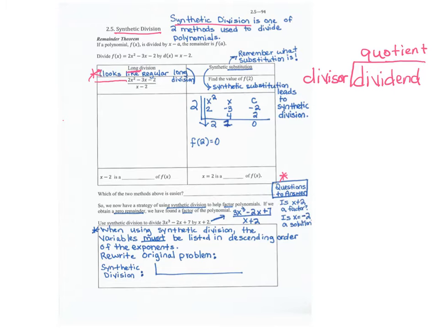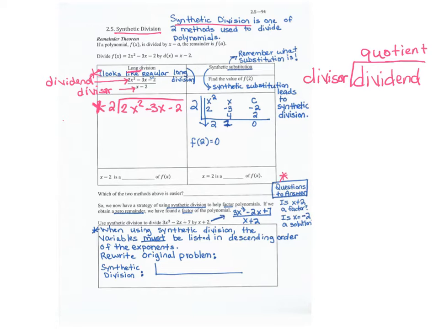So my top one, that would be my dividend. And then my bottom one is my divisor. So I am dividing 2x squared minus 3x minus 2 by x minus 2. Because I'm checking to see, is x minus 2 a factor, and then is the 0 I would get if I set x minus 2 equal to 0, which would be x equals 2, is that a solution?